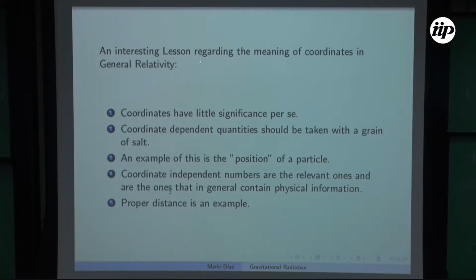So an important point, and I mentioned, I think it was yesterday or the day before, is the choice of coordinates is extremely important in general relativity. They have little significance per se, but coordinate-dependent quantities you have to be very careful when you look at them. One example is the position of a particle. Coordinate-independent numbers are the relevant ones, the ones that in general contain physical information, and one of these is the proper distance, which is what we use to be able to see what was going on.